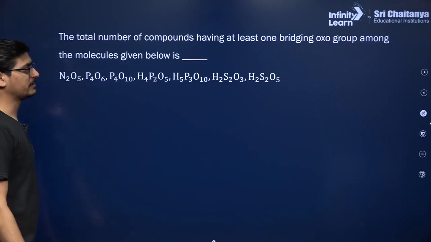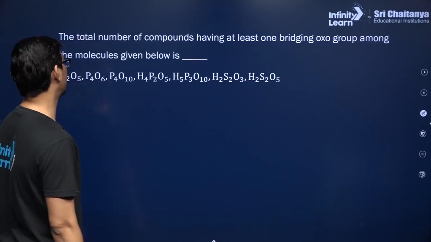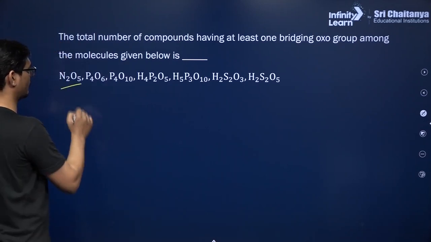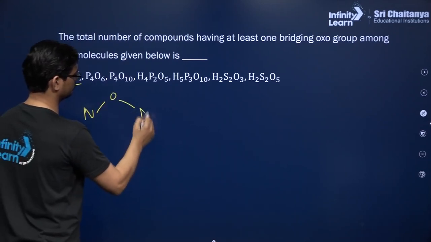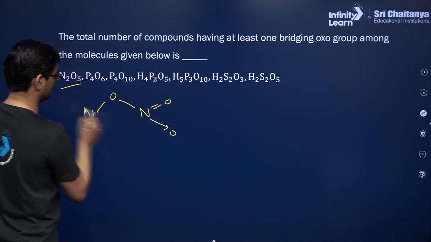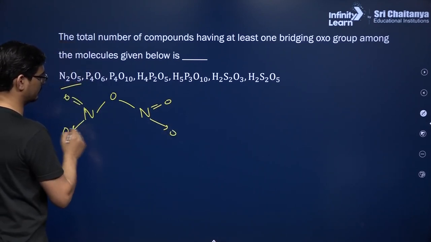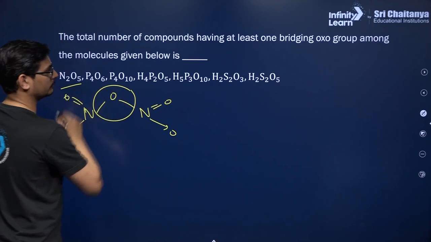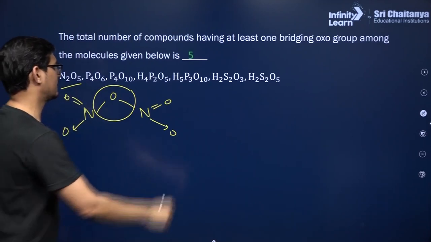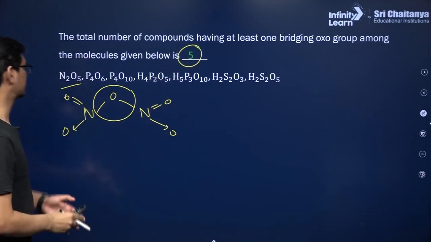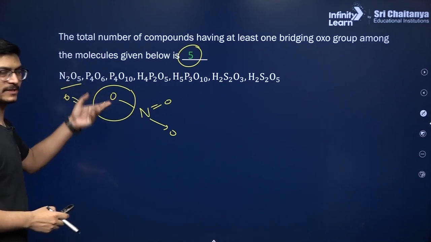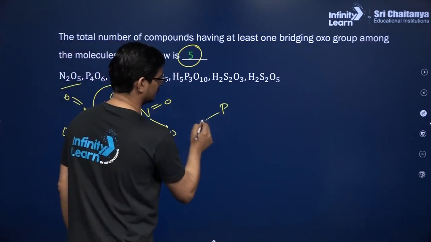Then total number of compounds having at least one bridging oxo group among the molecule is, so one is here, right? So this is bridging oxo, right? So the correct answer to this question is 5. Why? Because there is one in N2O5, there is one in P4O6, right? You can draw the structure.